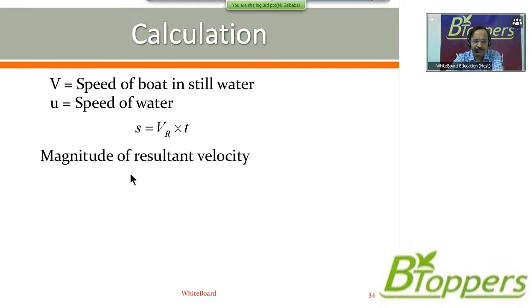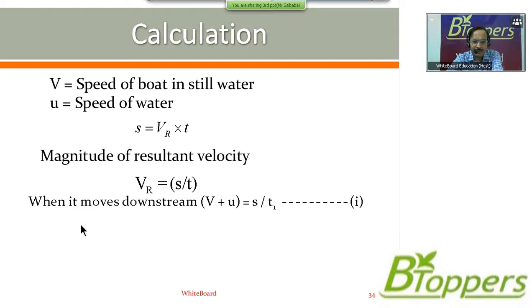So in the first case, of course, in general, we can write magnitude of the resultant velocity equal to S by T. In the first case, when the boat travels downstream, both V bar and U bar will be in the same direction. Then magnitude of the resultant velocity, VR, can be written as V plus U. And time taken is T1. So I can write V plus U equal to S by T1.